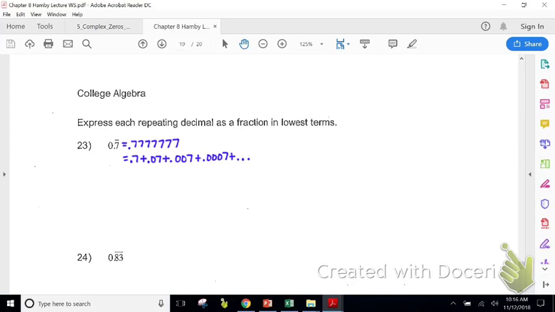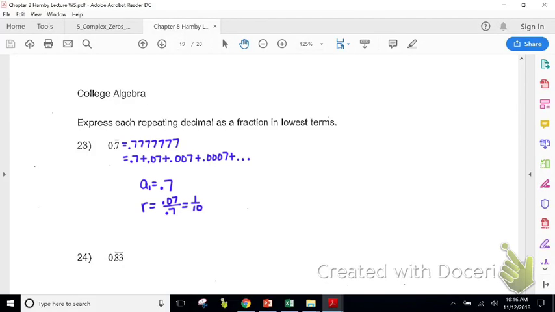So we're going to do the same thing. We're going to use the fact that we can find the sum of an infinite geometric series as long as my r value is between -1 and 1. So on this one, what's my first term? 0.7. And my common ratio is 0.07 divided by 0.7, which is 1 over 10, or you could even use 0.1.